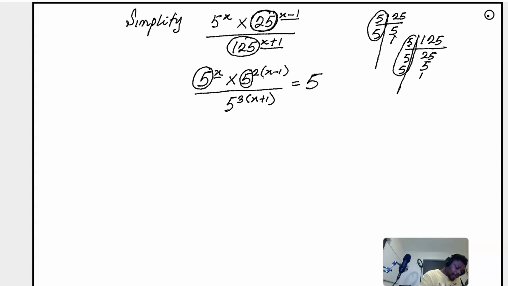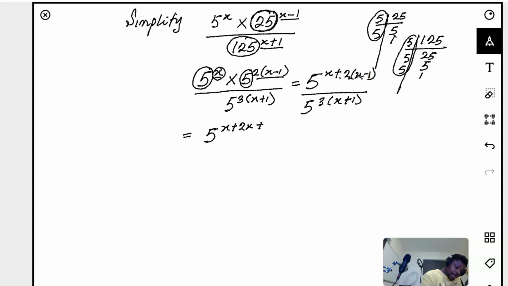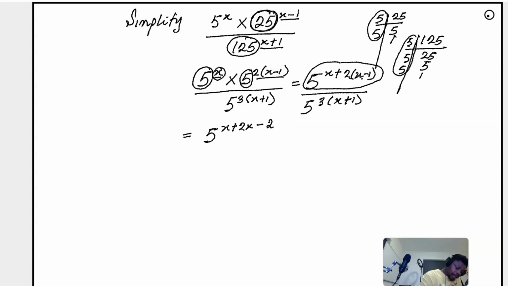So this is 5, so you have the powers together. So 5 raised to (x plus 2)(x minus 1), divided by 5 raised to 3(x plus 1). Okay, so this is 5 raised to x plus, let's open the bracket, 2 times x, 2x plus, sorry, plus 2 times minus 1, that is minus 2. Okay, so that is minus 2. So we have minus 2.